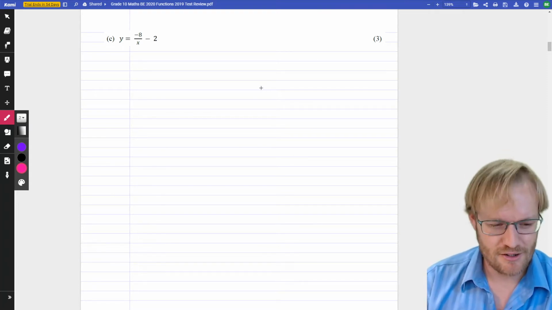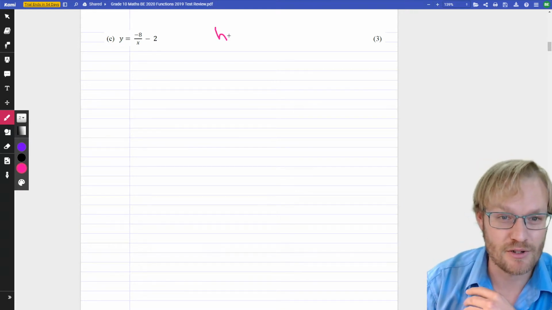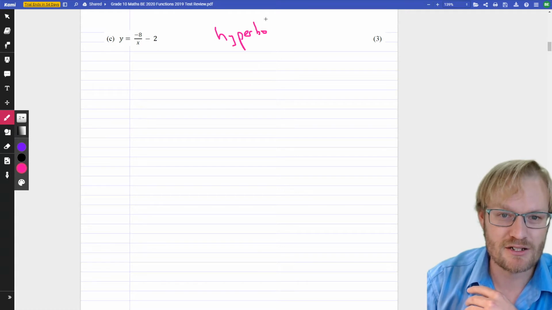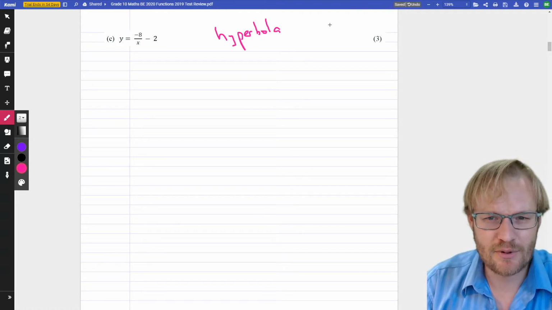Not a straight line, not a parabola, not an exponential, that would be an exponent. Hyperbola is what we call these ones. And yes, we do need to know these names. So it's a hyperbola. We know that the basic hyperbola looks like that.